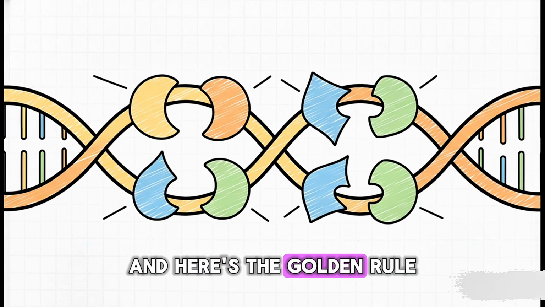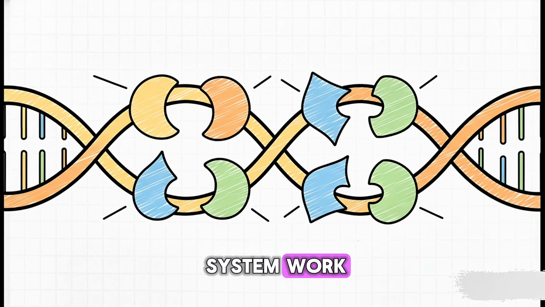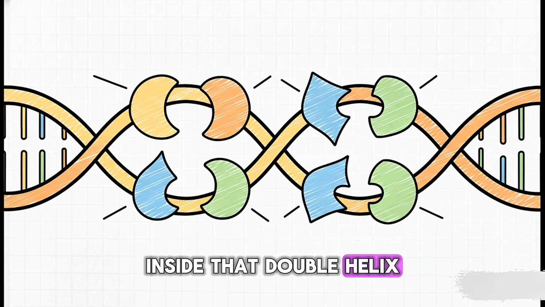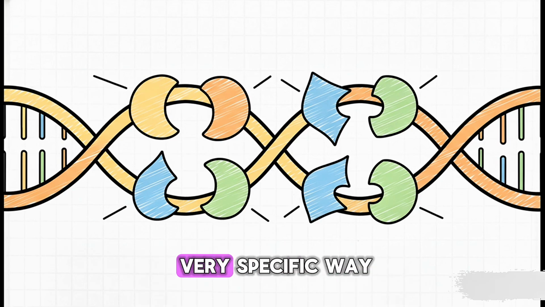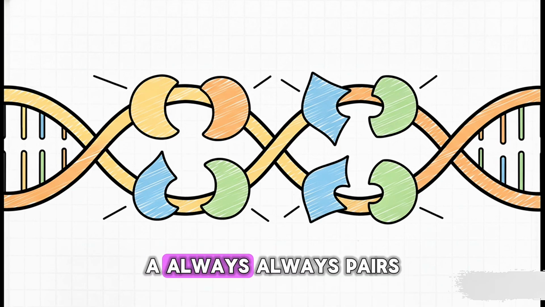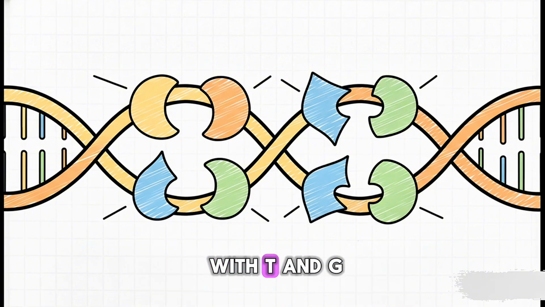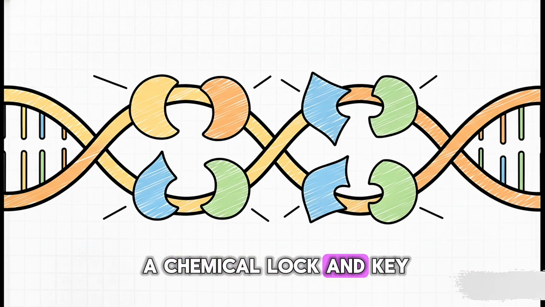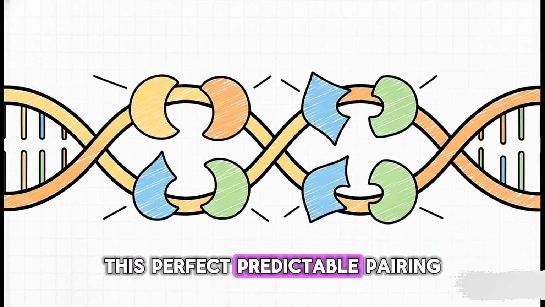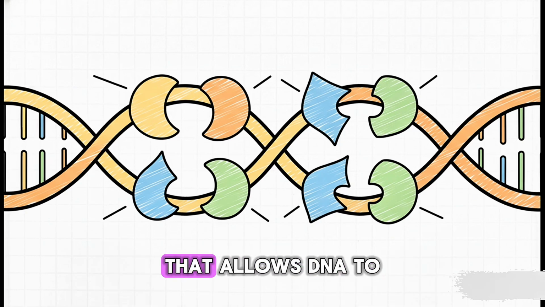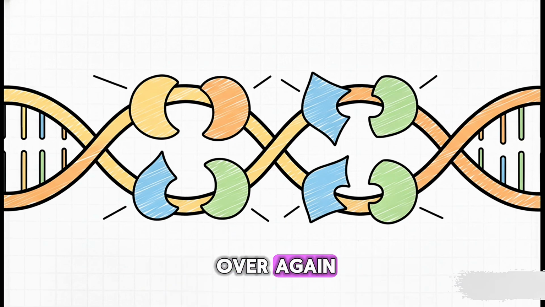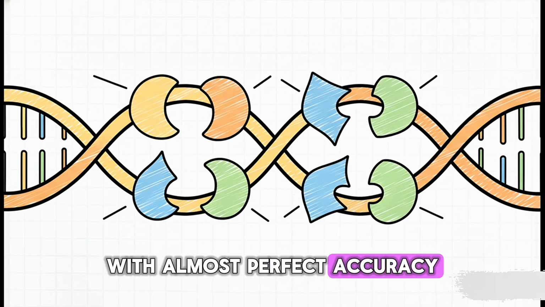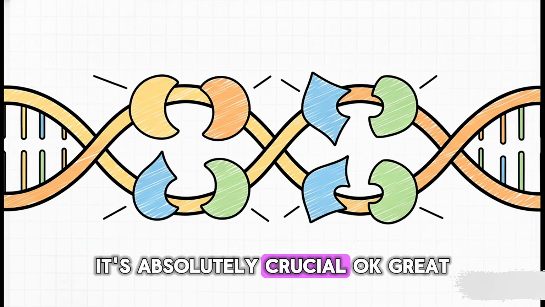And here's the golden rule that makes the whole system work. Inside that double helix, the bases have to pair up in a very specific way. A always, always pairs with T, and G always pairs with C. That's it. It's like a chemical lock and key. This perfect, predictable pairing is the secret sauce that allows DNA to be copied over and over again with almost perfect accuracy. It's absolutely crucial. Okay, great.